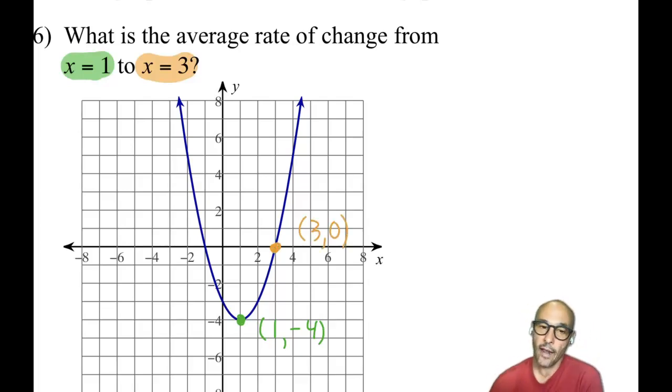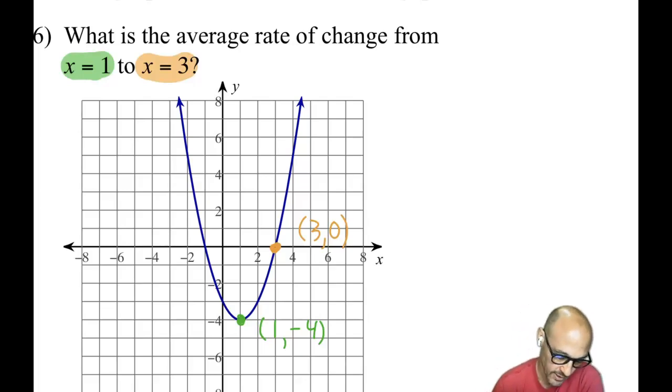Now, when we're doing average rate of change, all we're doing is saying as we move to the right 1 unit, what are we doing vertically? And so we can see that when we move to the right 2 units, we go up 4. That means when we move to the right 1 unit, we go up 2. So I can see that way that my average rate of change is 2.